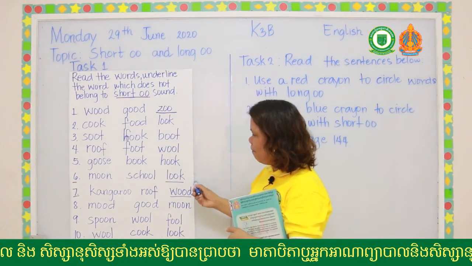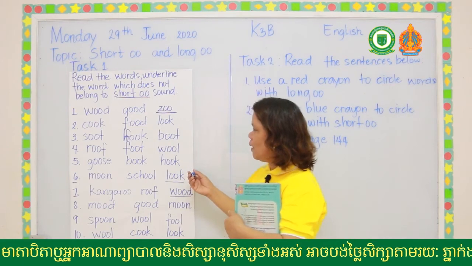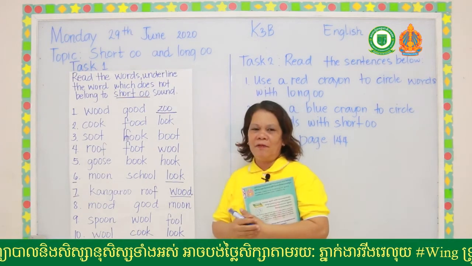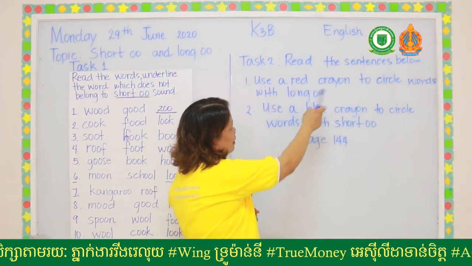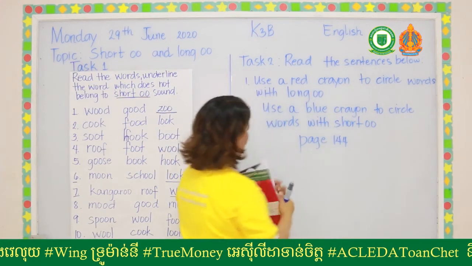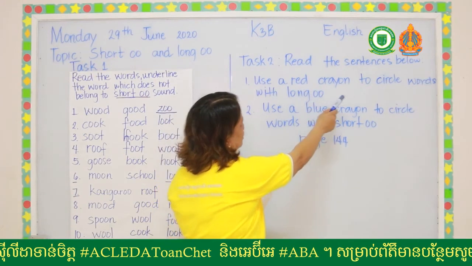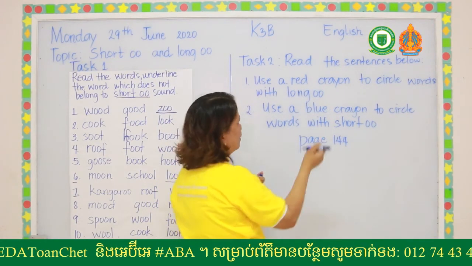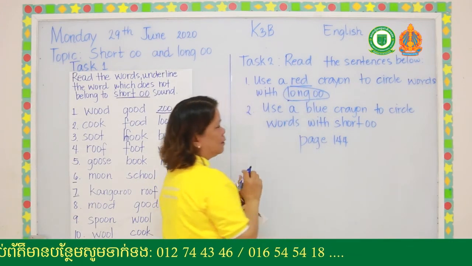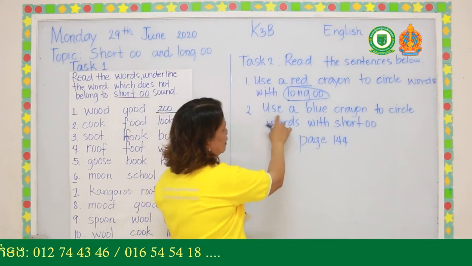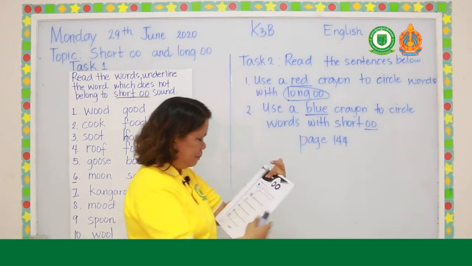Okay? This activity, you're going to copy in your notebook, or you can answer at the same time. If you find the word, you just underline. And you can copy if you have time. Okay? For task number 2, read the sentences below. There are 5 sentences here. Use a red crayon to circle words with long U. Number 2, use a blue crayon to circle words with short O.